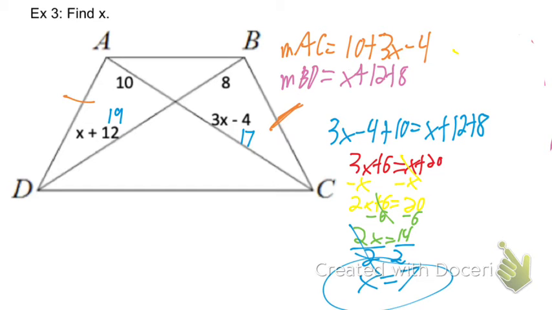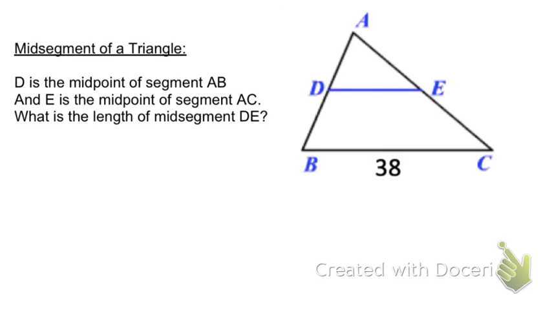No, because we don't have the full diagonal yet, though. The full diagonal, A to C here, the measure of that would be 10 plus 17, 27. The measure of D to B would be 19 plus 8, which is also 27. So does it work out like it should? Yeah. Okay, let's continue on.